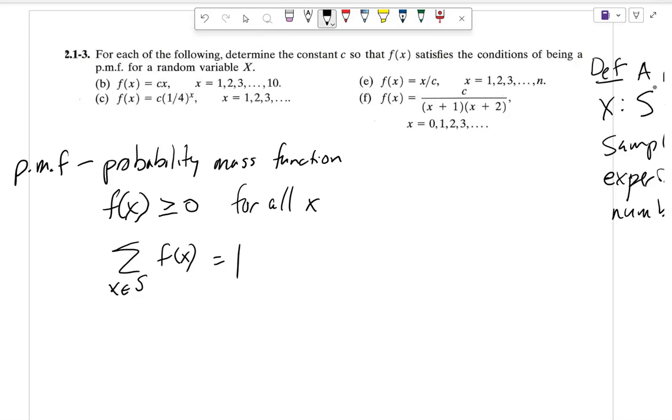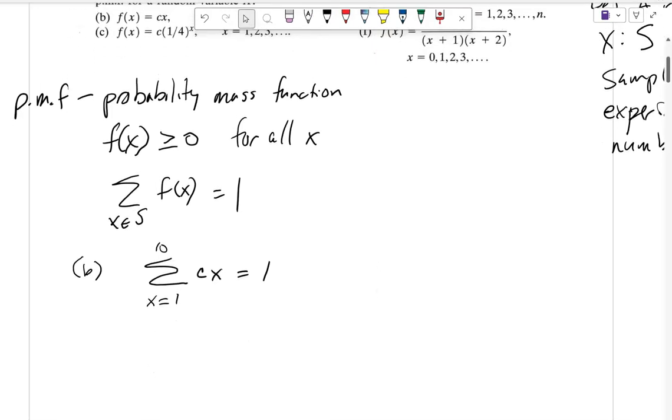So for our purposes, for part B, the function they give us is some constant times x. We want that to be 1 when we're done. Well, if c is a constant, we can just pop it out in front. Now, you could literally add those numbers together, 1 plus 2 plus 3 up to 10, but there's a formula for that.